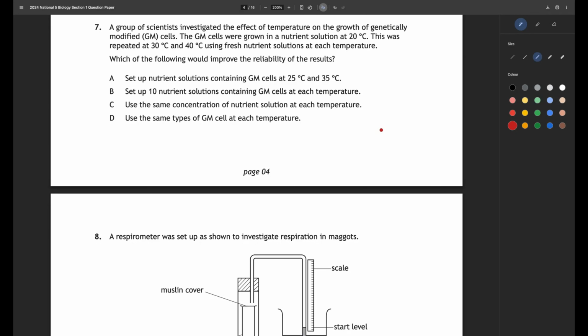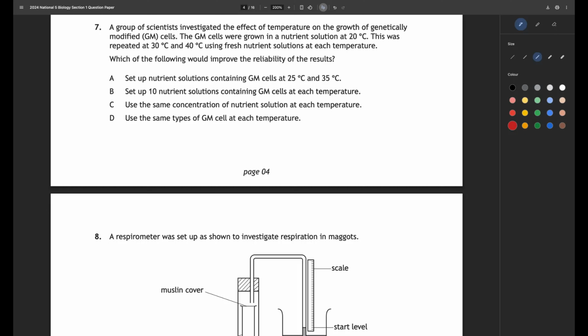Number 7, a group of scientists investigated the effect of temperature on the growth of genetically modified cells. The GM cells were grown in a nutrient solution at 20 degrees. This was repeated at 30 and 40 degrees using fresh nutrient solutions at each temperature. Which of the following would improve the reliability of results? So if you've watched any of my videos before, you'll know that I always teach reliability as RIRI. So RIRI is reliability repeat. So we're looking for some sort of repetition here to increase the reliability within this one.